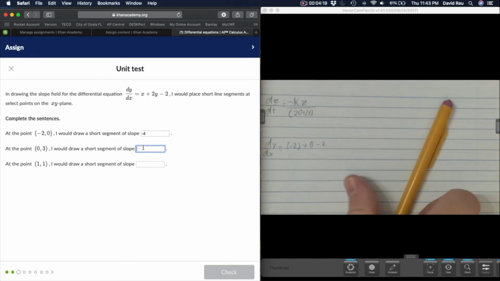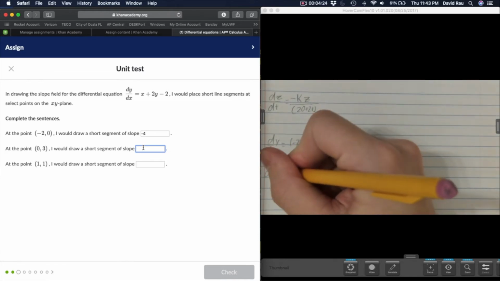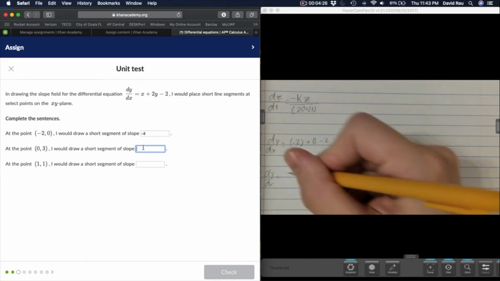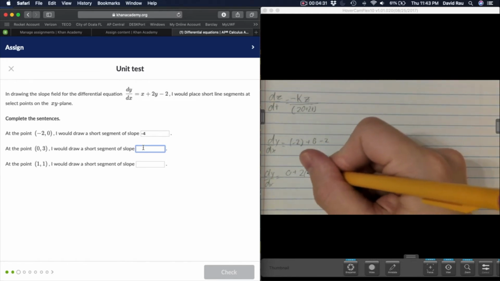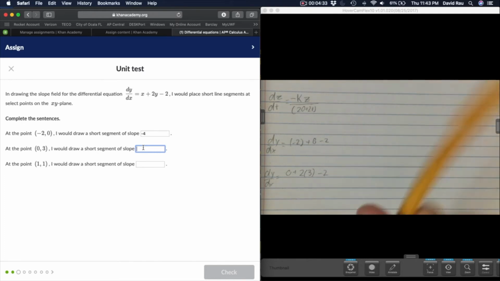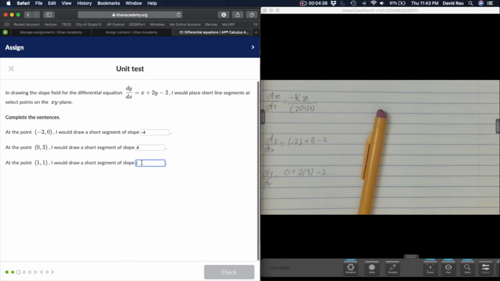For the next one at (0, 3), hopefully you kind of see what it did. Well, I'll do it. Why not? We've got time. This time it's going to be 0 plus 2 times 3 minus 2, and that's going to be +4. And then at (1, 1), you plug in 1 here, you plug in 1 here, you're just going to end up with 1.